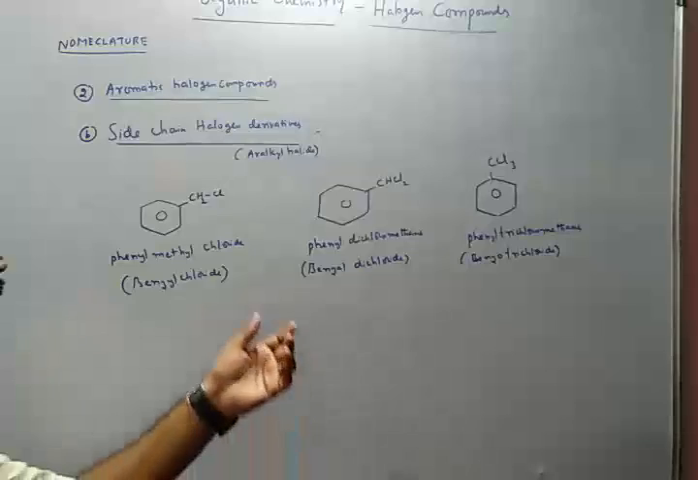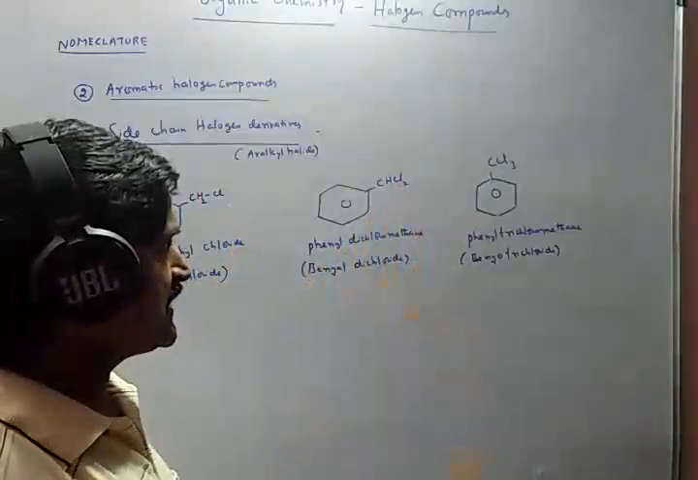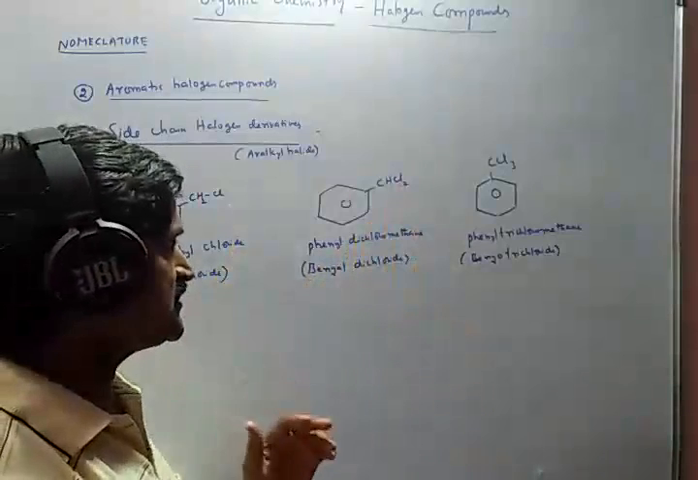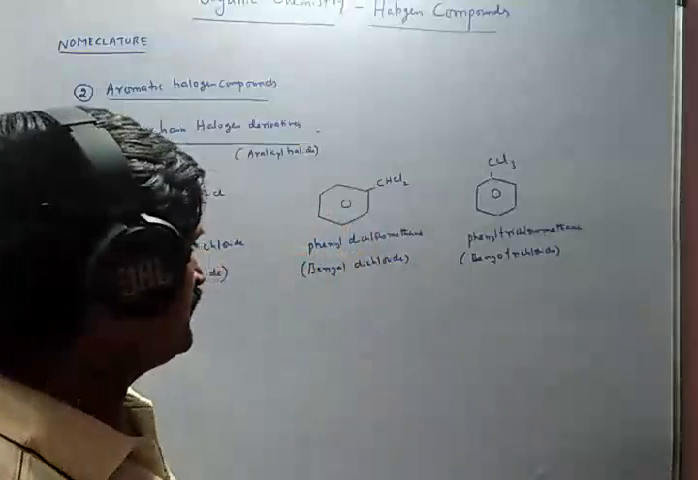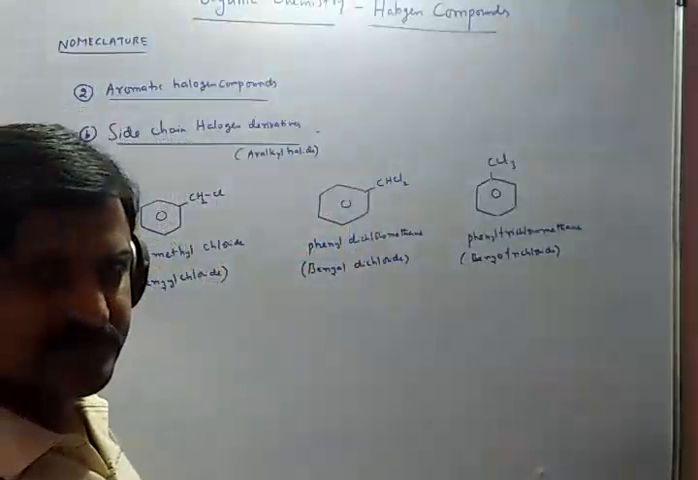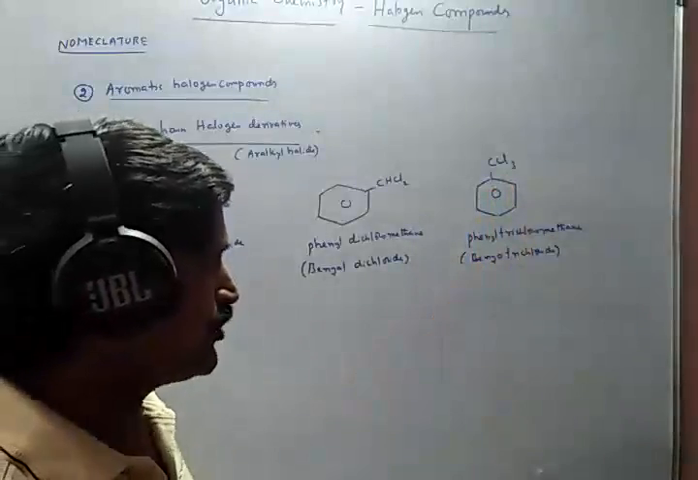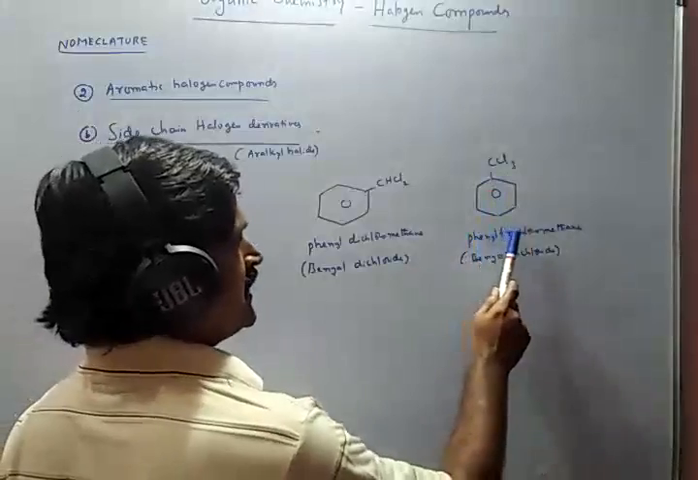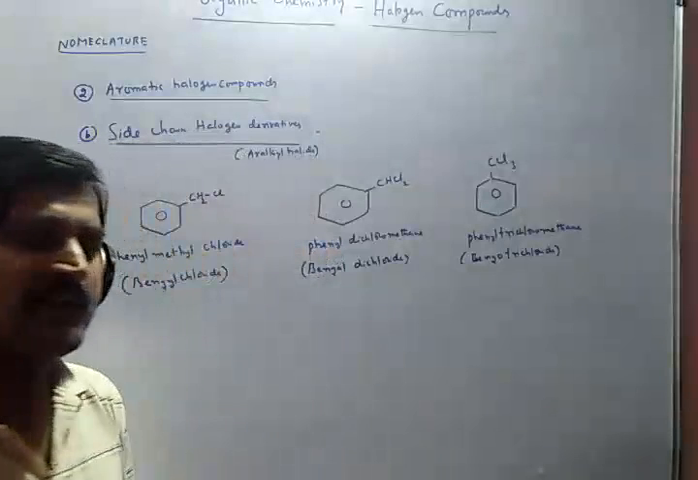See the second type of side chain halogen derivative. If 2 hydrogens in the side chain are replaced by chlorines, phenyl dichloromethane is the name. We can also call it benzal dichloride. If 3 hydrogens are replaced by 3 chlorines, it is called phenyl trichloromethane, also called benzotrichloride.